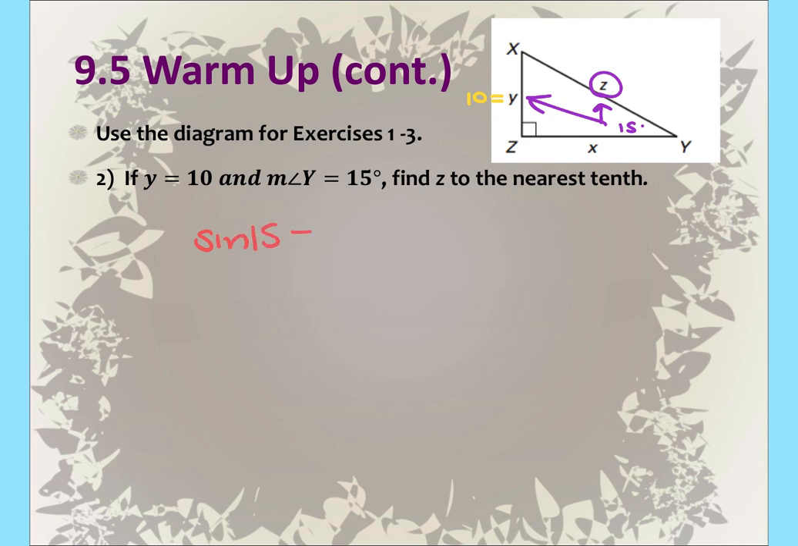So you're using sine. So sine of 15 equals 10 over z. And when the number's in the top, we divide. So z equals 10 divided by the sine of 15. Oh, I'm in the wrong mode. 38.63, and it says round to the nearest tenth. So 38.63, the 3 drops off, and it's 38.6. Questions on that one?